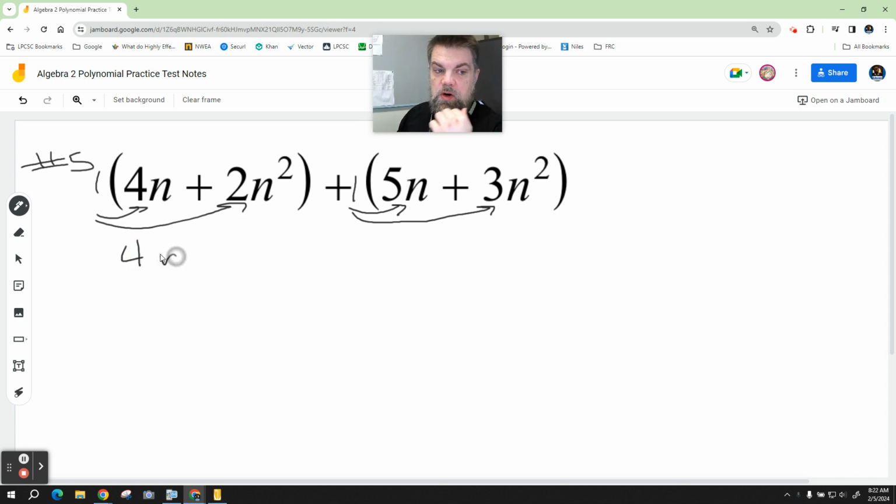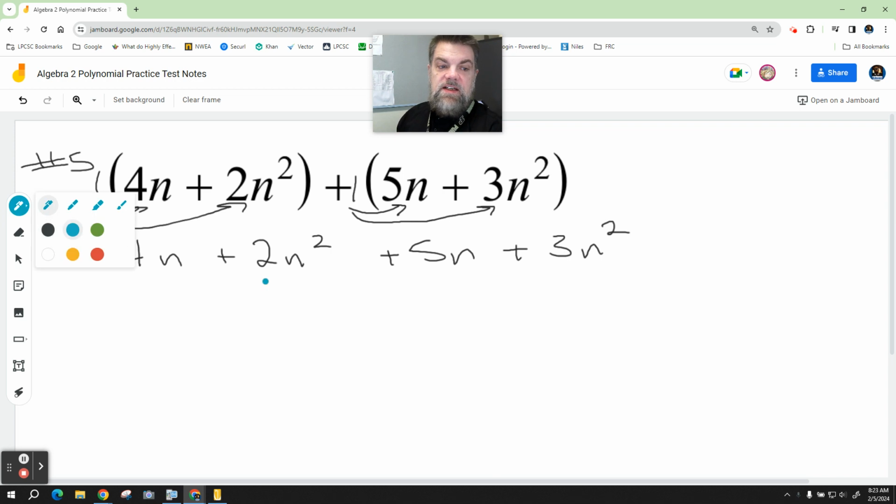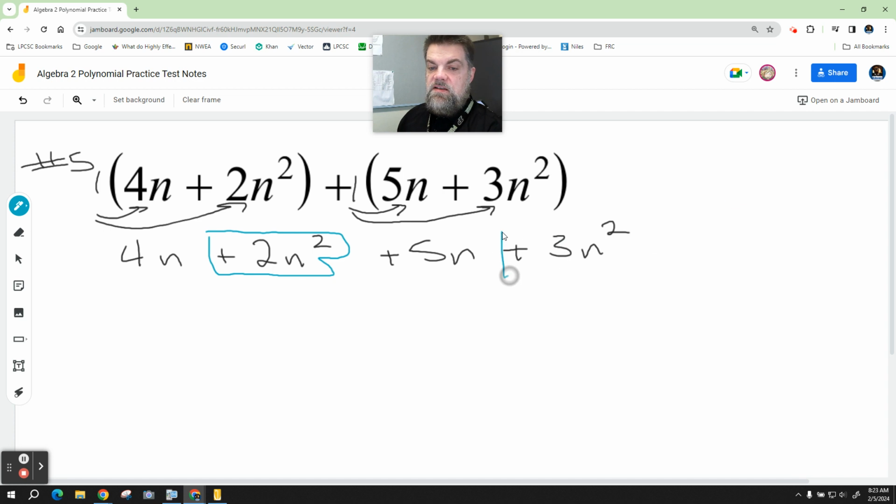So this is 4n plus 2n squared plus 5n plus 3n squared. Write it in descending order and combine like terms. So I'm going to combine this with this. So 2n squared plus 3n squared is just 5n squared.